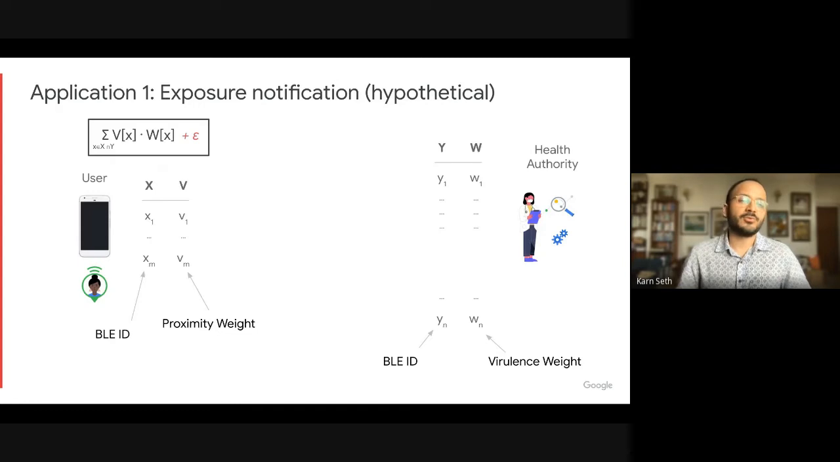So you could use this kind of inner join PJNC in order to do this kind of exposure notification computation. And obviously privacy is important here. Basically you could show an alert if the value here is above some threshold, for example.